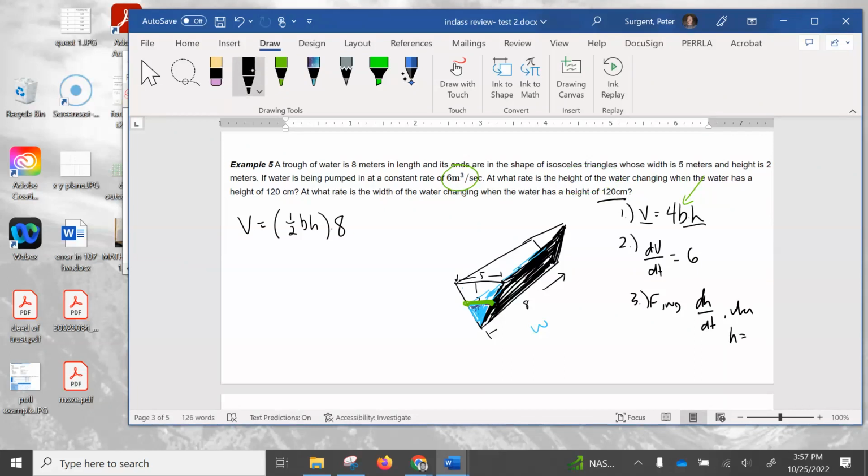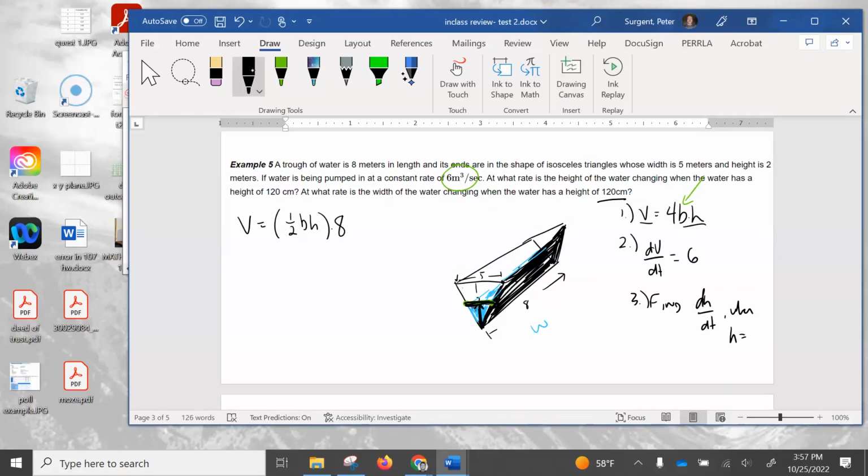Centimeters. Right, go ahead, Lindy. Aren't we finding dB dt? At what rate is the height? Well, it depends on what you call what, right? It says, at what rate is the height of the water changing? So for me, I'm calling this distance H. Does that make sense? I'm calling this thing the base. For me, it's an upside down triangle. The base is horizontal, the height is vertical. It doesn't really matter. If you called the other guy B, then you'd be fine.